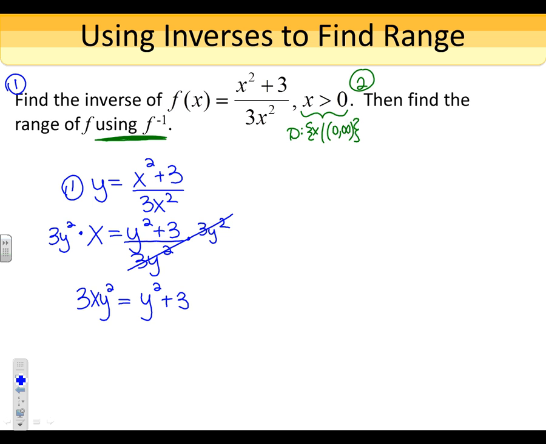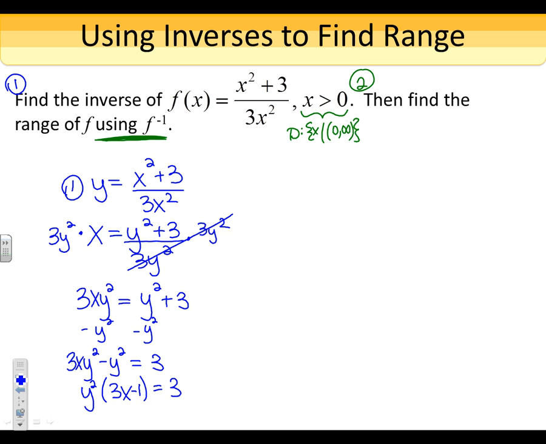All right, so I need all my y's together on one side. So I'm going to subtract y squared, and I get 3xy squared minus y squared is equal to 3. Same sort of deal going on with this left side of the equation. You'll notice that that left side of the equation has a y squared as its greatest common factor, and y is what we're trying to solve for. So take out that y squared, and we have 3x minus 1.